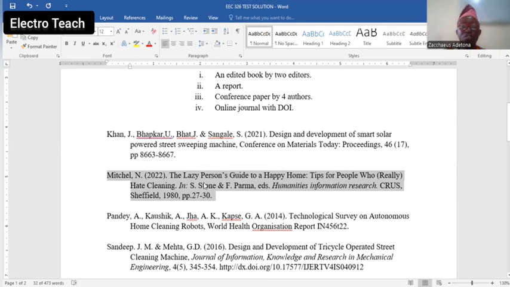Now, this has been formatted according to the instruction for an edited book, APA 7th edition. To take note, S. Stone and F. Palmer here are the 2 editors, but the article author is Michelle N. That is it. The second one is a report.